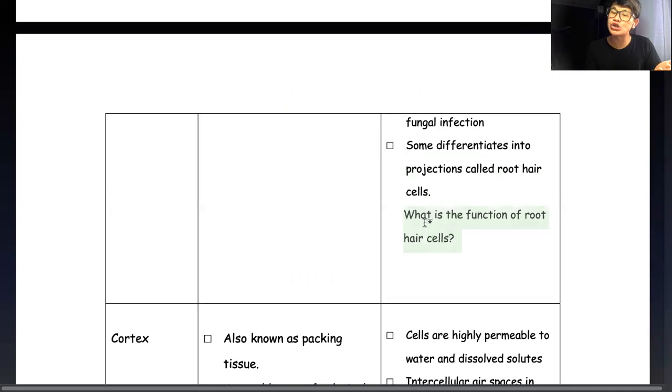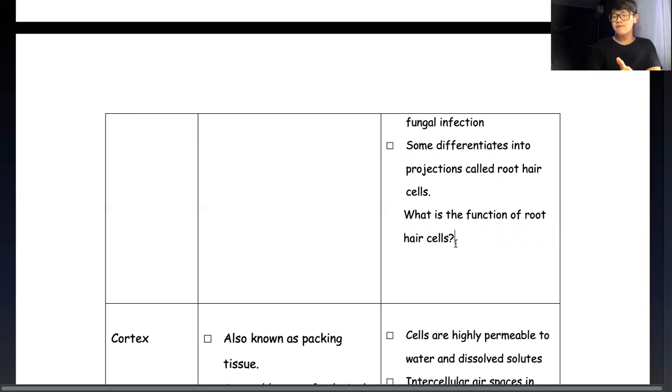And what is the function of root hair cells? I'm just going to let you do it for a bit. If you need more time, by the way, you can pause, right? So you can write it down there. But I'm just going to continue. What is the function of root hair cells?